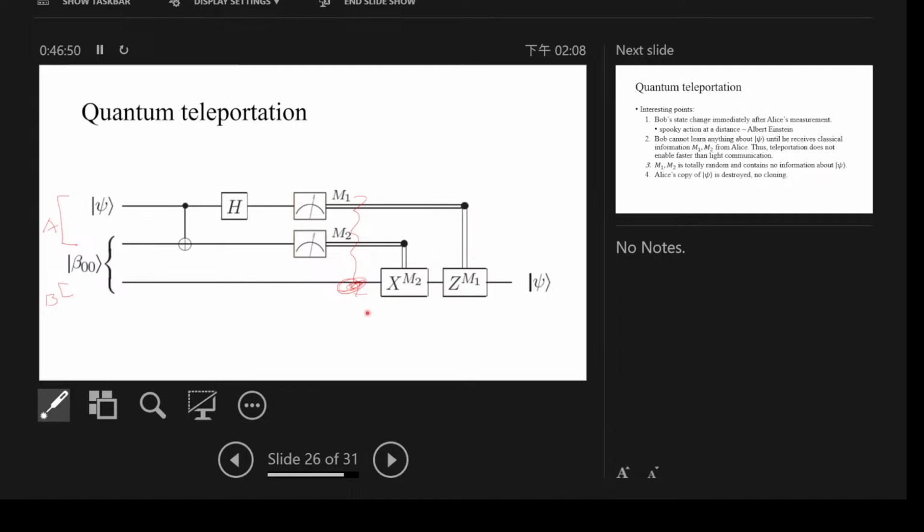So this is the teleportation protocol in a picture. Alice will do this CNOT and Hadamard, and do 2 measurements, getting results M1 and M2. Bob will see the result M2, and if M2 is 1, he applies an X, and if M1 is 1, he applies a Z, and Bob will get this state. So this is quantum teleportation.